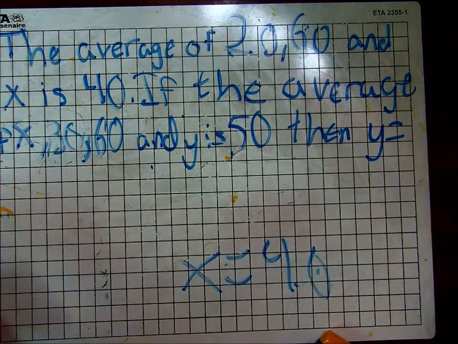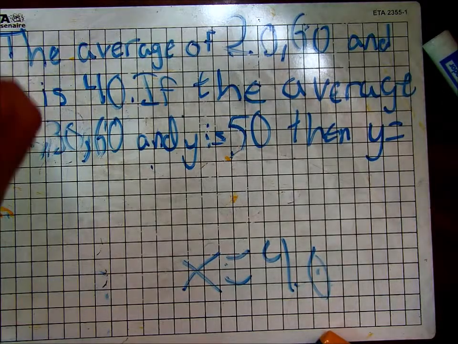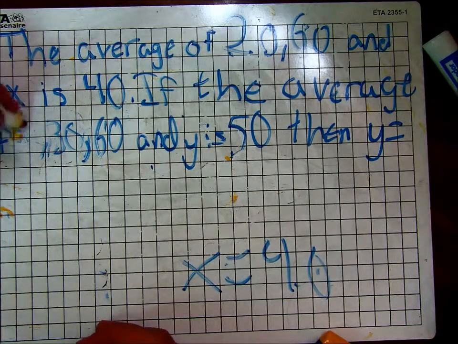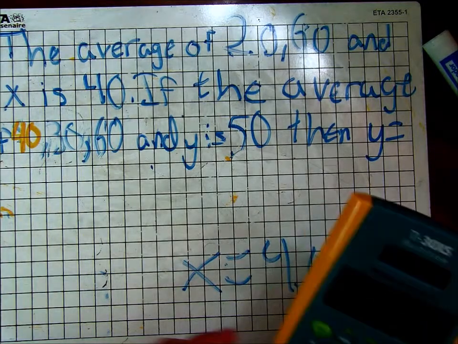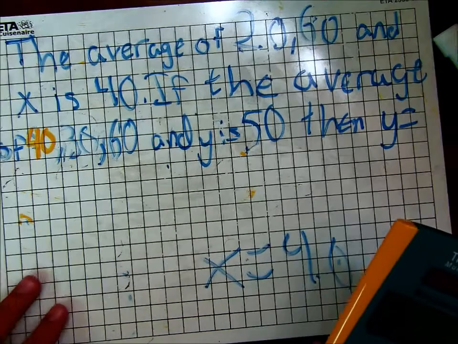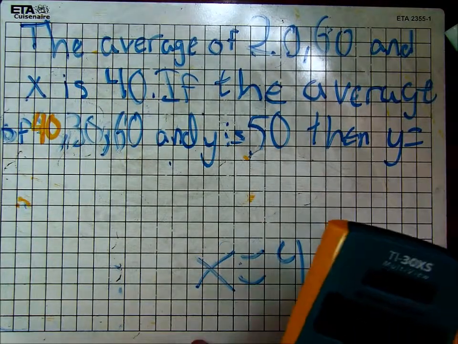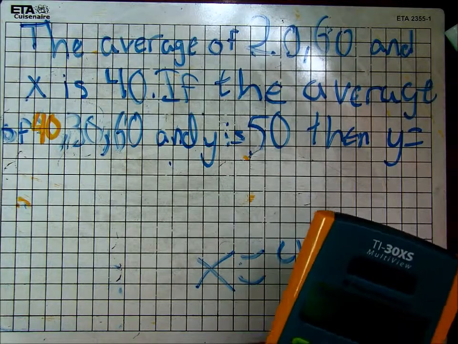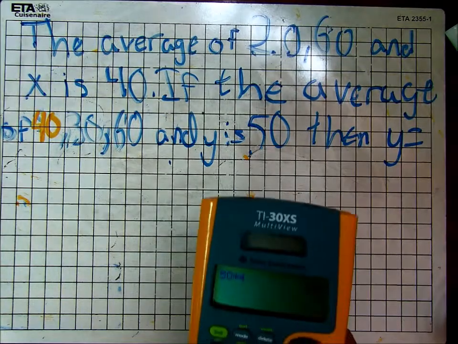And so we can change x here to 40. So if the average of 40, 30, and 60 and y is 50, then y equals. So here all we would have to do is do 50 times 4 again, 200. We know that all our numbers added up have to equal 200.